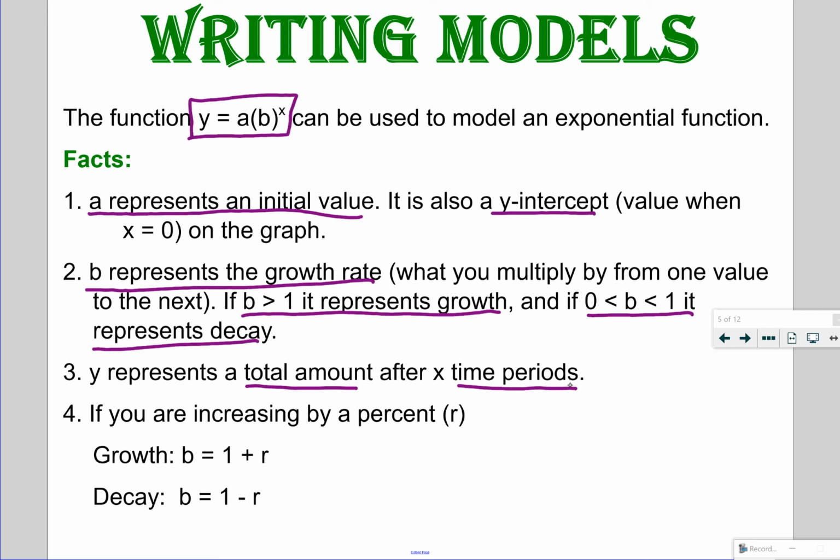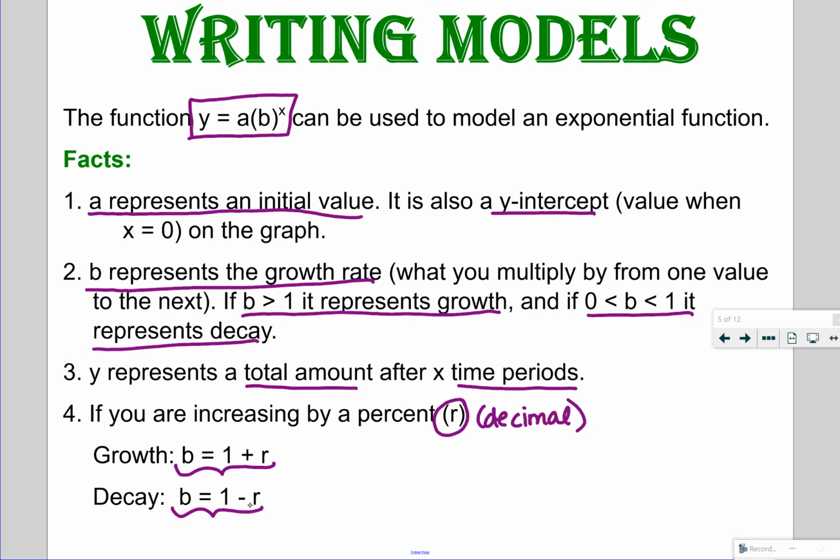And then one more little note to make here, if you are increasing by a percentage, and your percentage is R, whatever that is, to calculate your B value, you're going to add R to 1, and R is a decimal. Let's remember that if we have a percentage, we're going to write it as a decimal. And if you're calculating decay, you're going to take it away from 1.